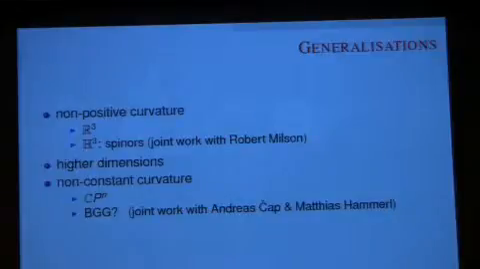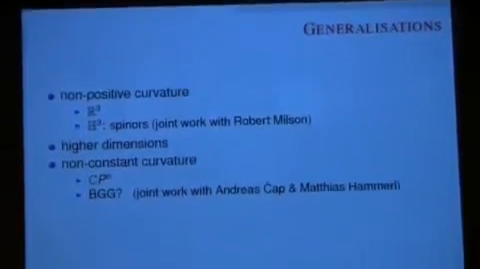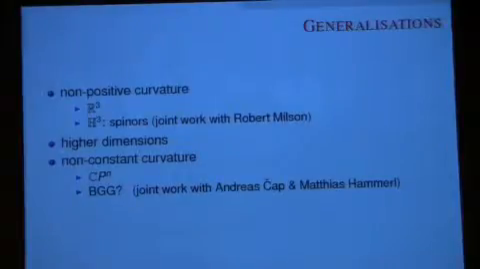And of course, the most interesting question is what happens in non-constant curvature. You can do this on a case-by-case procedure. The first candidate would be CP^n because it's not too different from the sphere. And we would also like to understand this in terms of BGG theory. This is joint work with Andreas Čap and Matthias Hammerl.